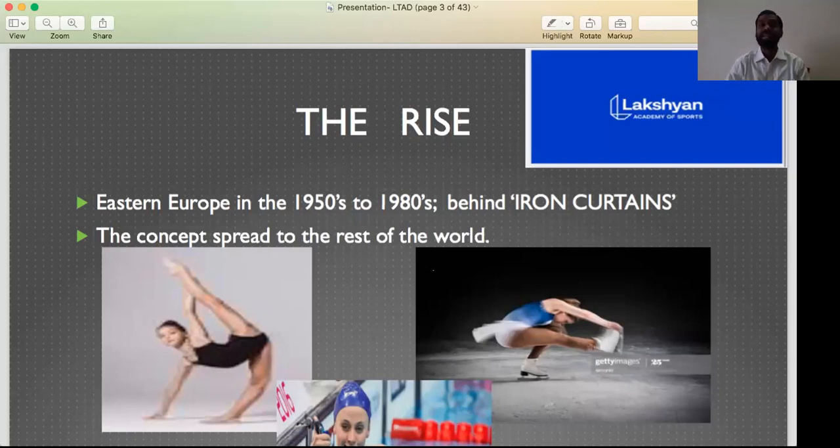Especially Eastern European countries like East and West Germany were battling for supremacy. There was the USSR back then, one collective USSR. So they were trying to be supreme to each other. That gave rise to early specialization.